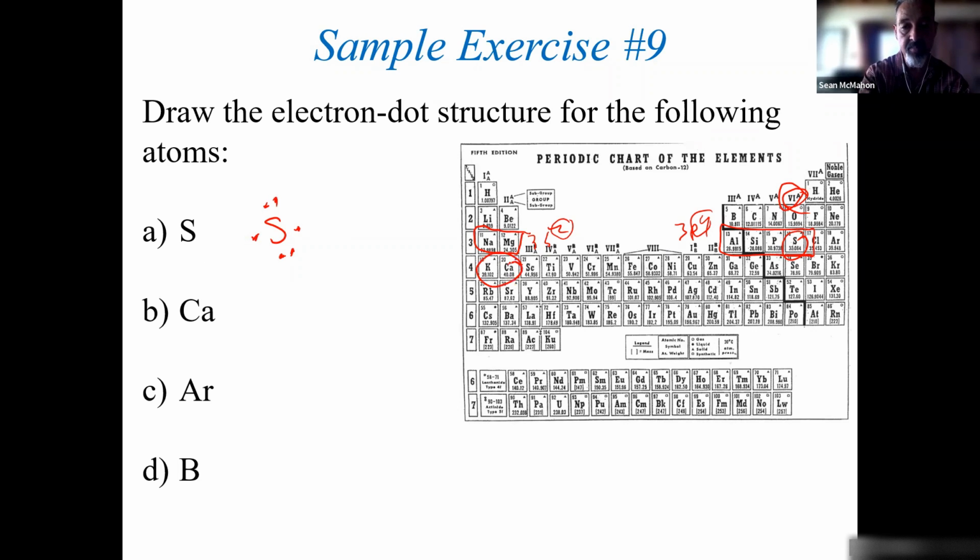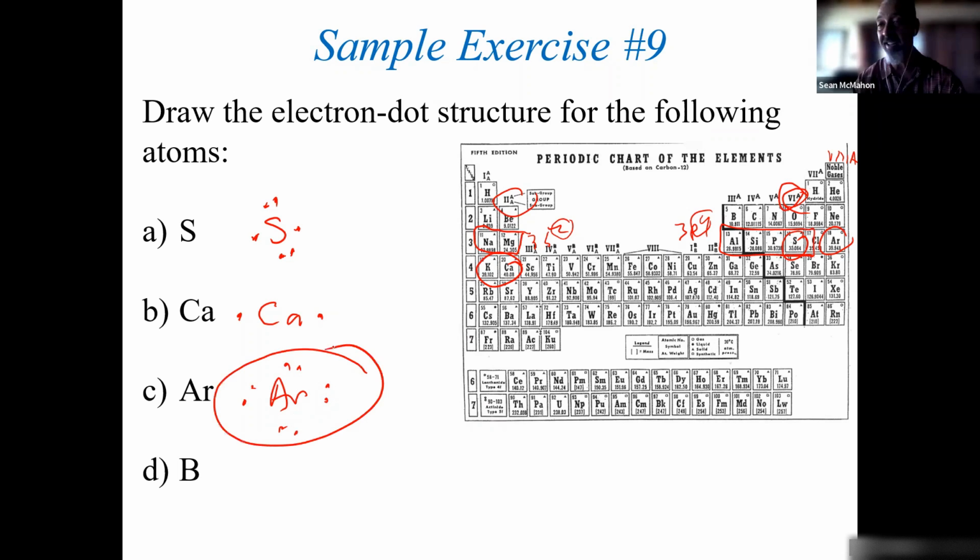Calcium, where is calcium? It's in what? Group 2A. So what does that mean? 2 dots. Argon. It's in, they don't show it here, 8A, 8 dots. So argon, 1, 2, 3, 4, 5, 6, 7, 8. I have an octet because my s and p sublevels are filled, because 2 go in the s, 6 go in the p. When I have a filled s and p sublevel, that makes 6 plus 2, an octet.